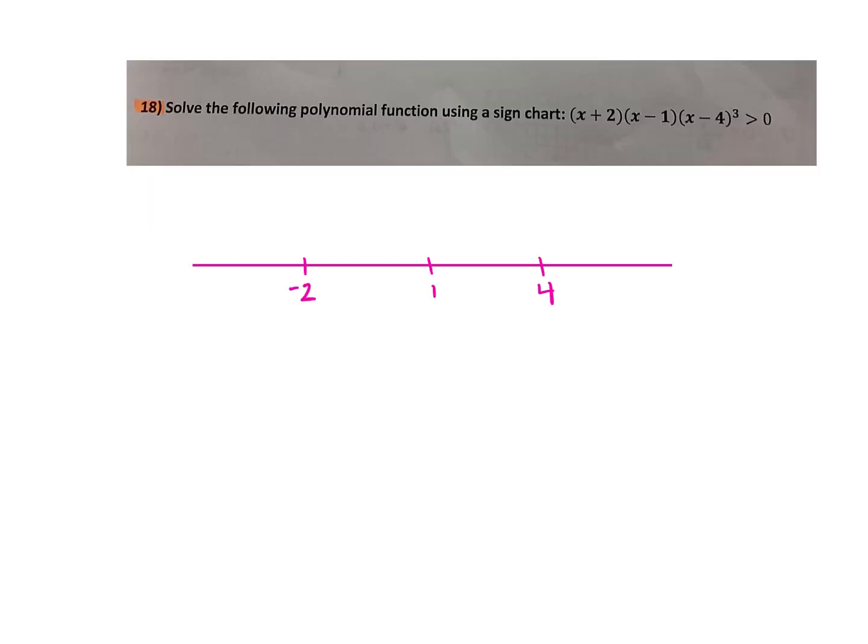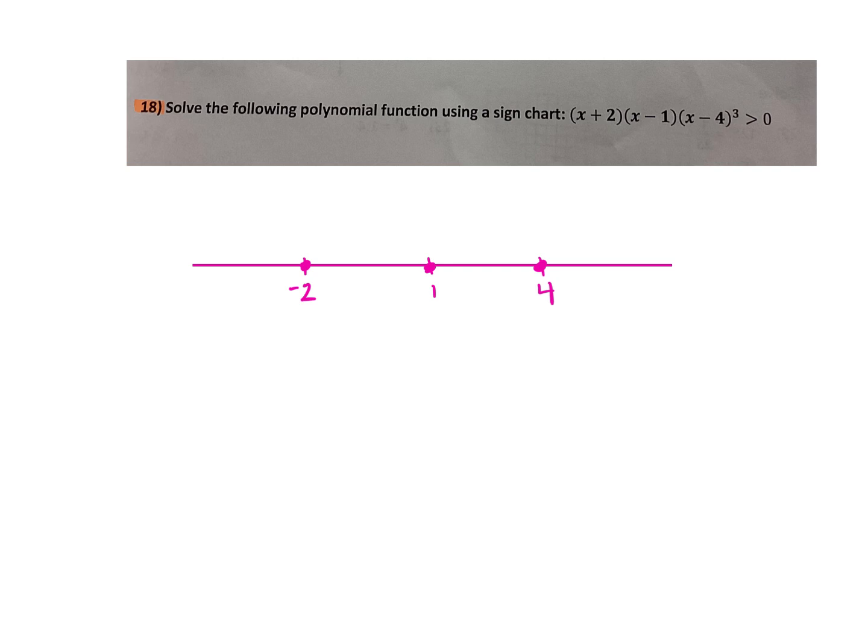Here's number 18. They ask you to solve the polynomial function using a sign chart, and we have an inequality. So we want the product of x plus 2 times x minus 1 times x minus 4 to the third to be greater than 0. So what we're going to do is set up a sign chart. You can think of what I have drawn there as like the x-axis, if you will. And so we're looking at the numbers negative 2, 1, and 4. Those are zeros. So if I were going to plot the points on a graph, those would sit right on the x-axis. Those are our zeros. What he's wanting you to find out is what happens in between those zeros.